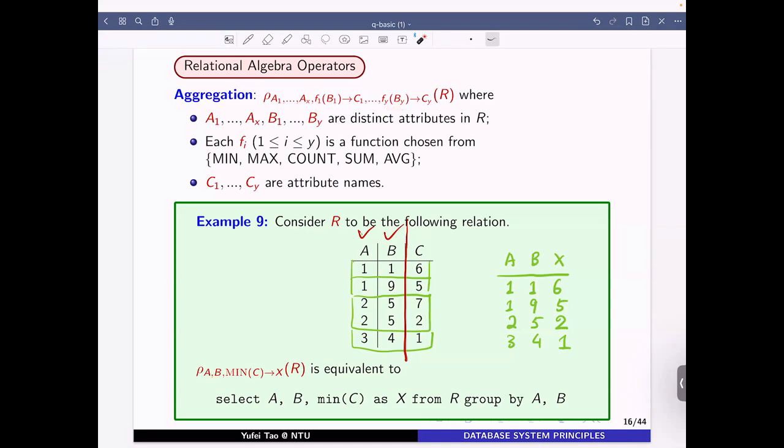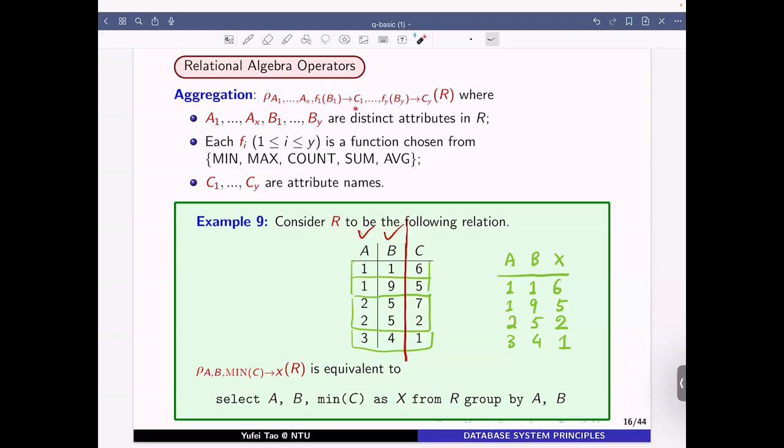You can specify multiple aggregate functions if you want. Here we specify only one, but if you want, you can also have, for example, max, sum. Each function will have to be one of these five. I'm sure they look familiar to you.